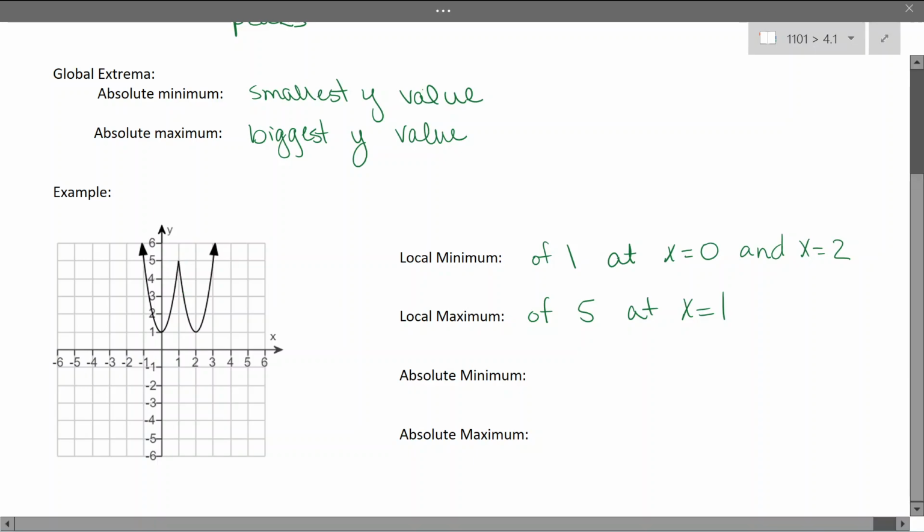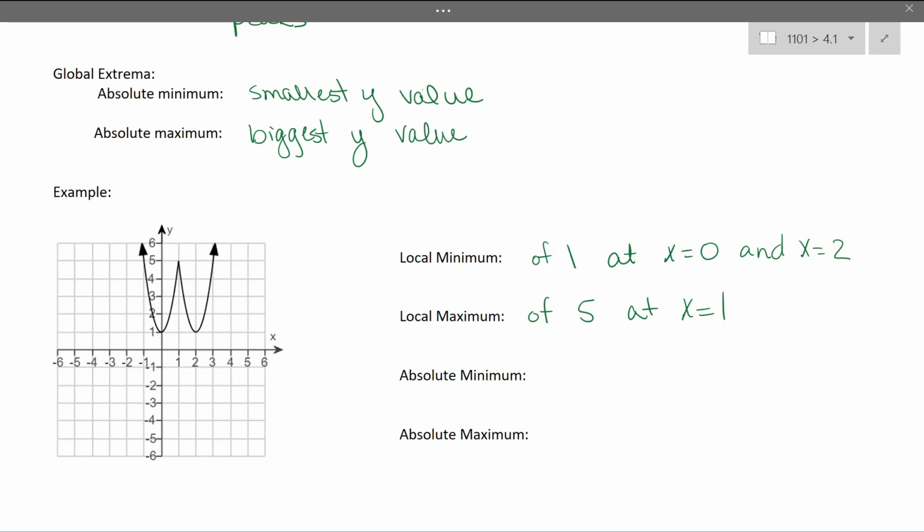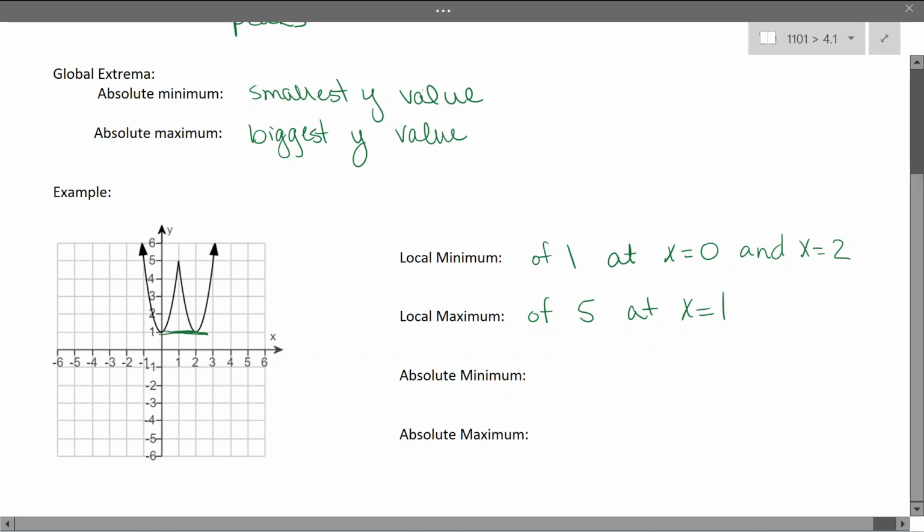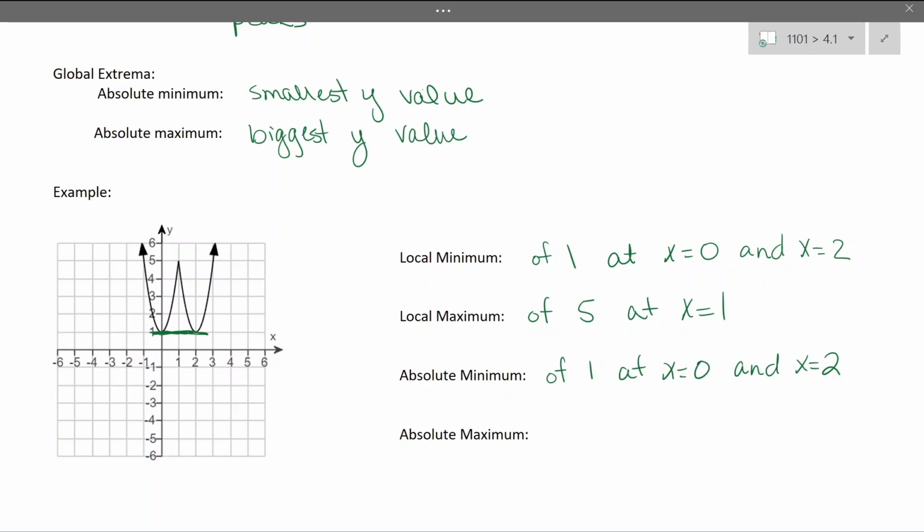Now let's talk about absolute minimum and absolute maximum of this graph. The absolute minimum is going to be the same as the local minimum in this case, because the graph doesn't go below y equals 1. So we have an absolute minimum of 1 at x equals 0 and x equals 2, just the same as our local minimum. When we talk about local minimums and absolute minimums, they can be the same thing as long as the graph doesn't go below that at any point.